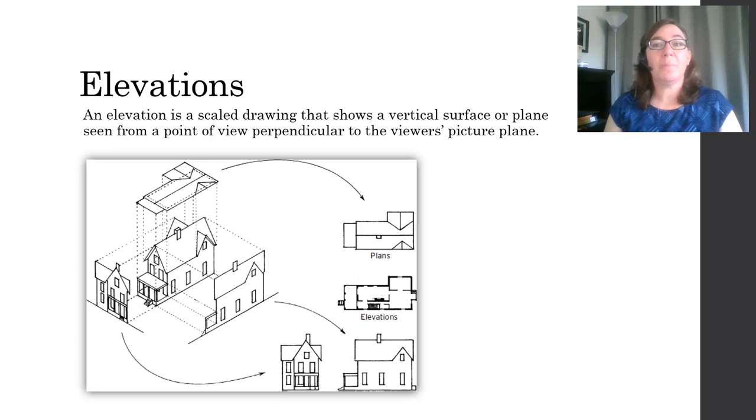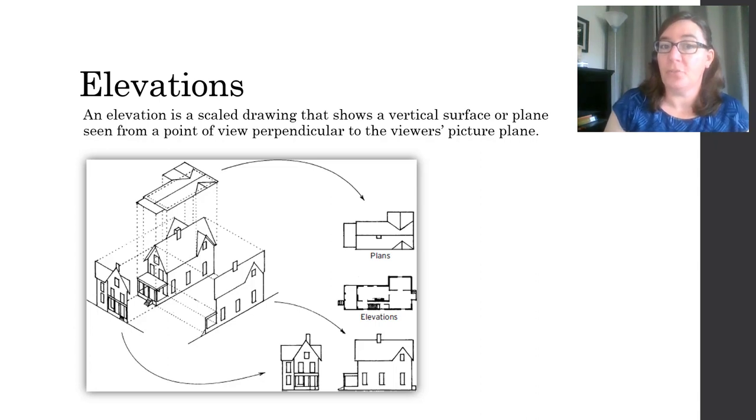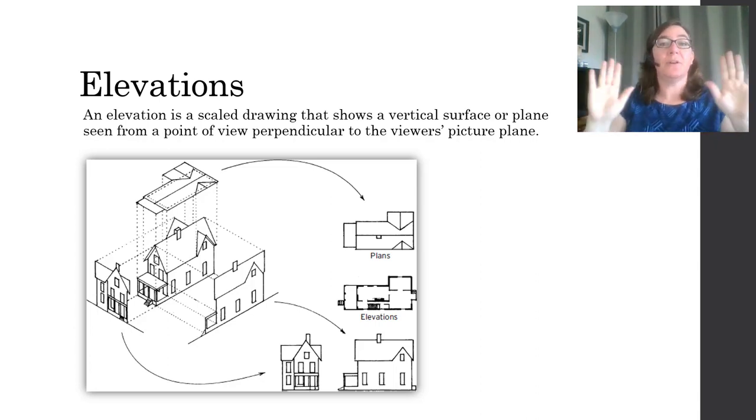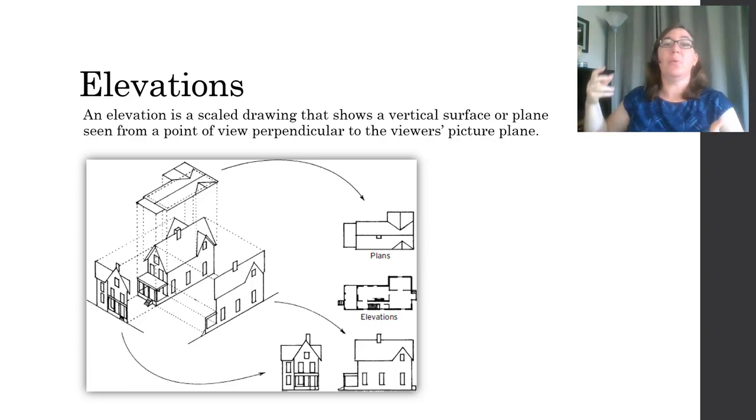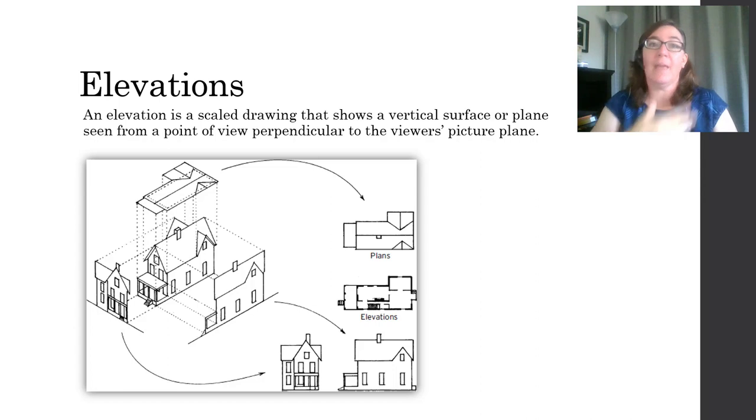All right, that's it for floor plans for today. Let's move on to elevations. An elevation is a scaled and orthographic drawing also, and it shows a vertical surface or plane. And it's typically seen from a point of view perpendicular to that picture plane, that sheet of glass that's outside of the building.